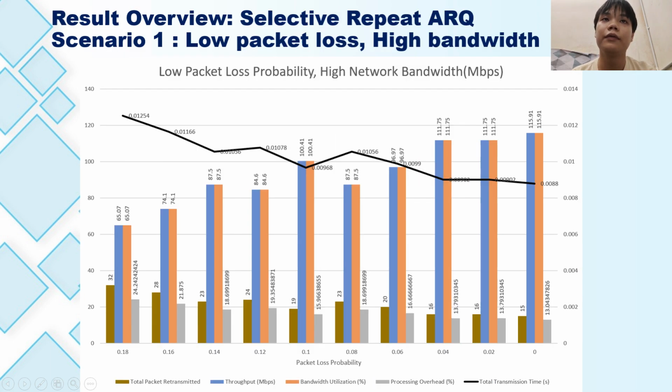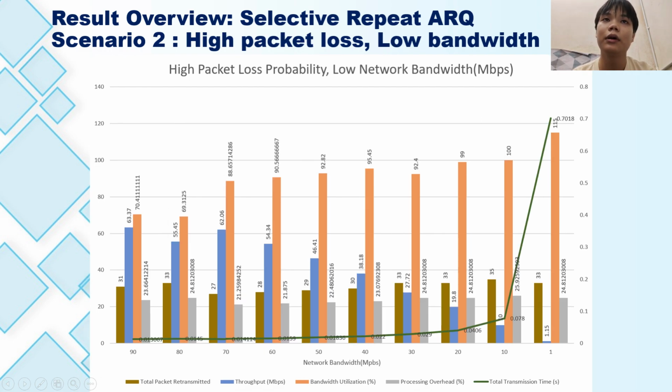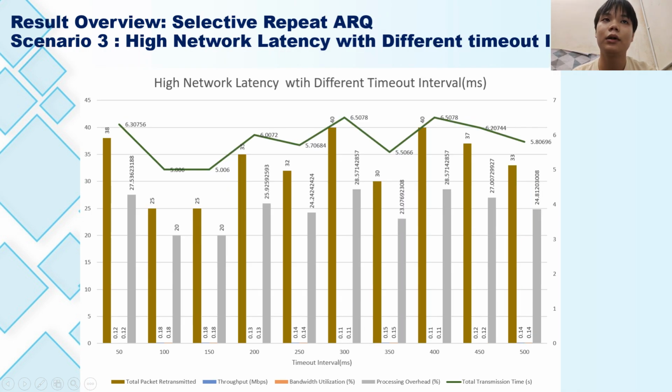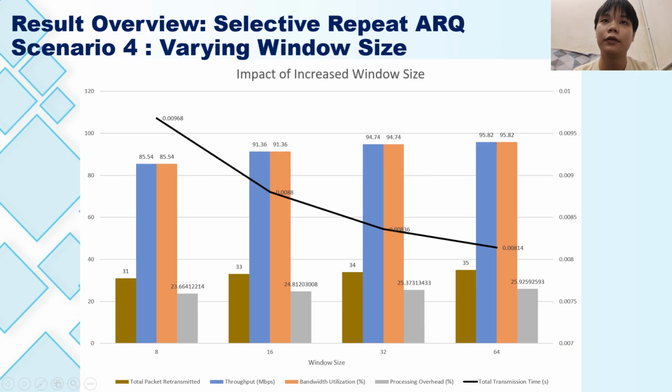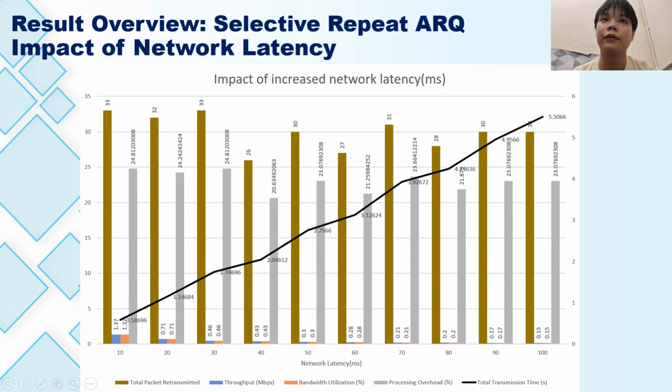Also continue with selective repeat ARQ. Scenario 1, low packet loss, high bandwidth. Scenario 2, high packet loss, low bandwidth. Scenario 3, high network latency with different timeout intervals. And Scenario 4, varying window size. And the last one is impact of network latency for selective repeat ARQ.